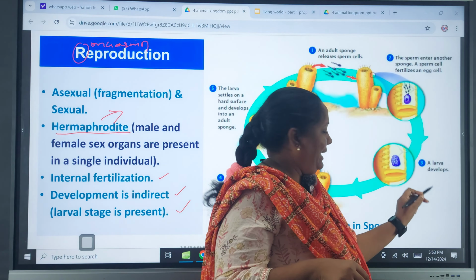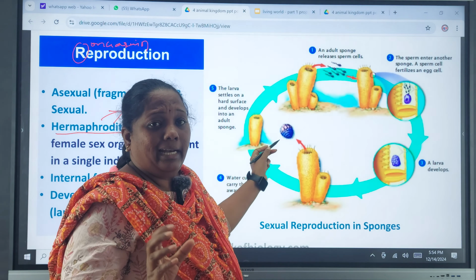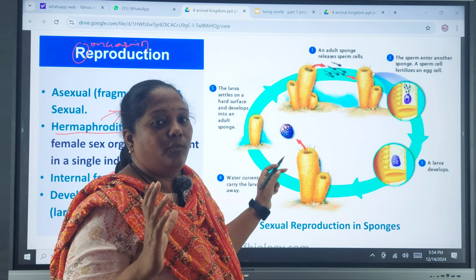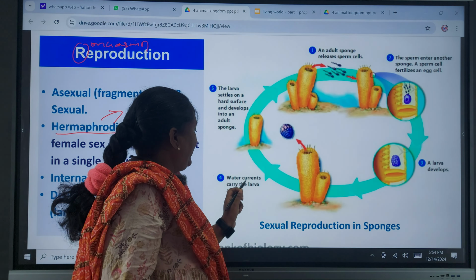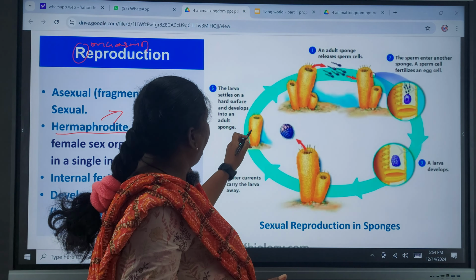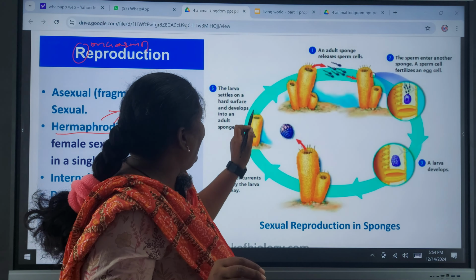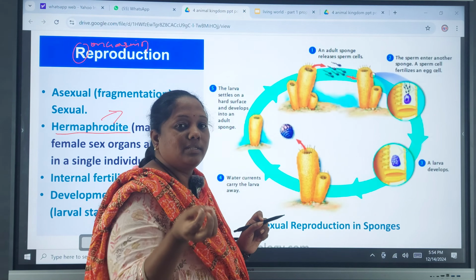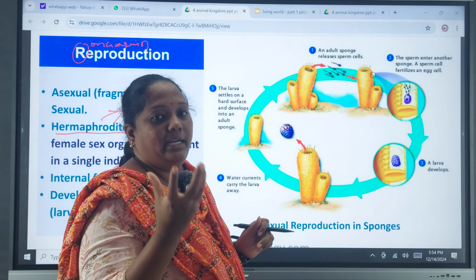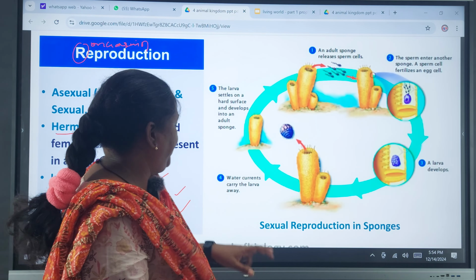A larva develops internally. From there, the fully developed larva goes out. How does it come out? Water currents carry the larva away. Okay, the larva settles on a hard surface and develops into a new adult sponge. So this is the cycle of the reproduction.